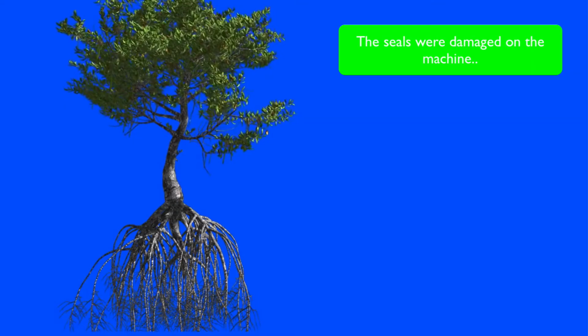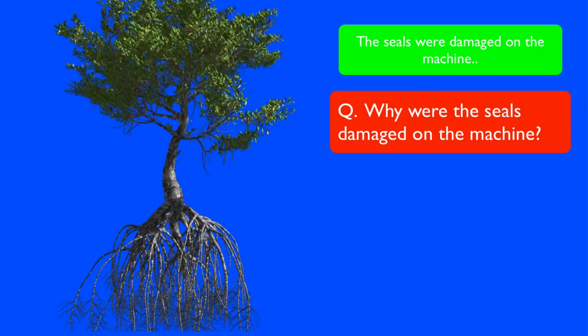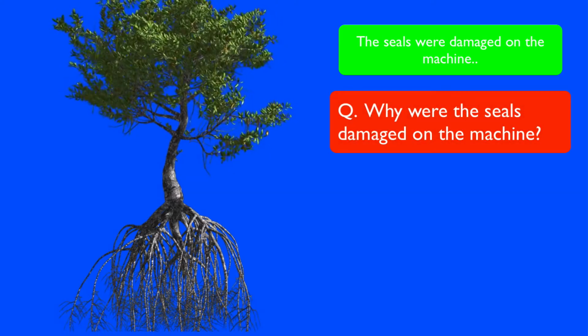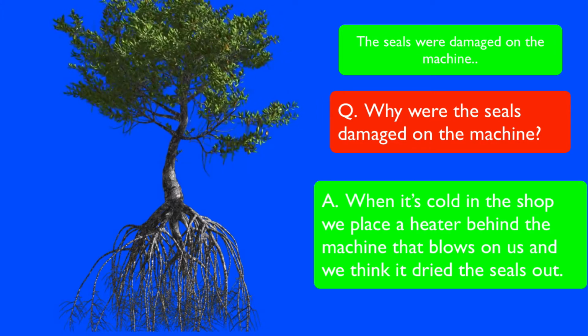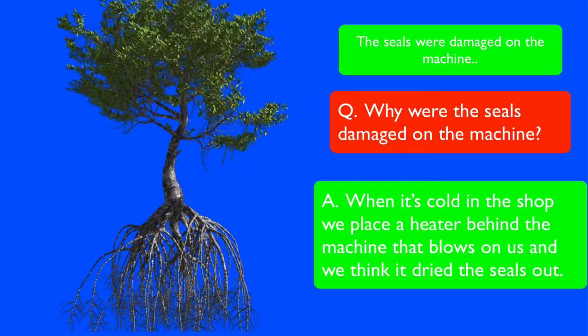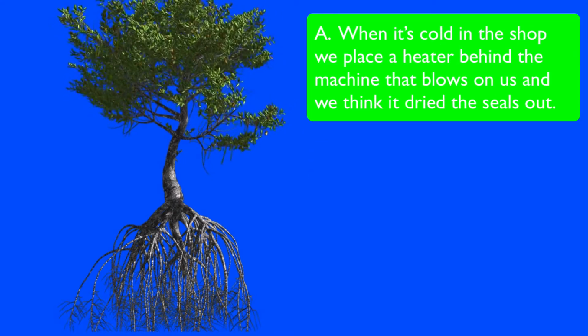You should conduct a 5 why analysis for all of your sub-causes. Each of them may be a systematic part of the parts being produced to the wrong size. In our example above, if we were to continue digging, it may look something like, why were the seals damaged on the machine? When it's cold in the shop, we place a heater behind the machine that blows on us and it dries the seals out. The response to this digging produces something that we can control.